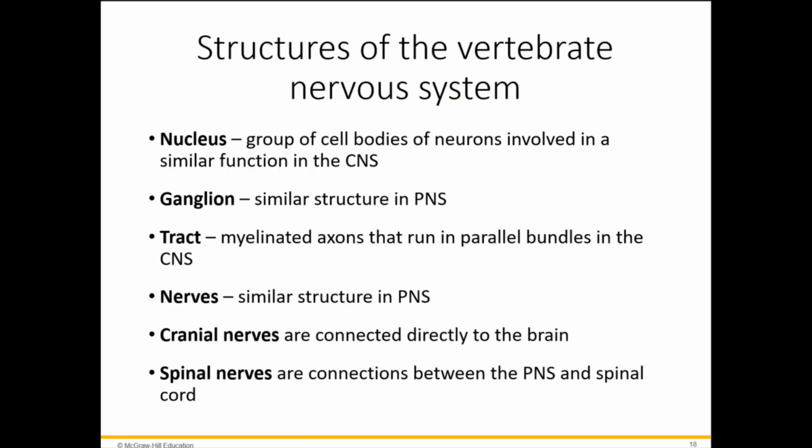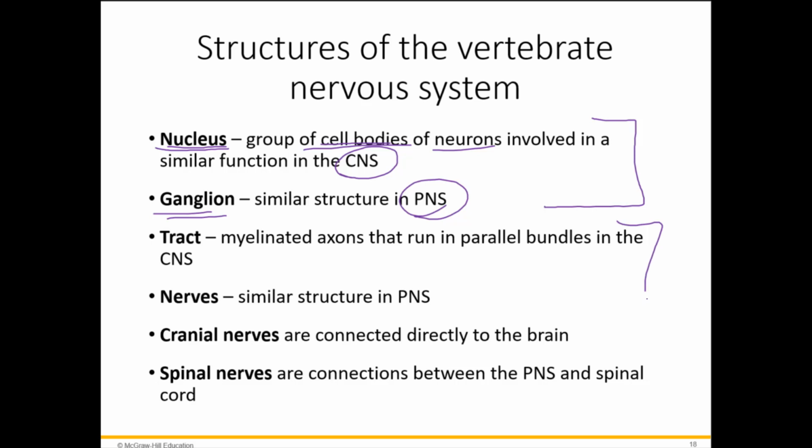So, some terms that you need to understand about the vertebrate brain before we go too much further. These two terms are linked. They mean the same thing. They're a collection of cell bodies of neurons, but the difference is if it's in the central nervous system, we call it a nucleus or nuclei. And if it's in the peripheral nervous system, it's a ganglion or ganglia.